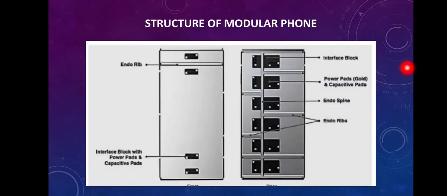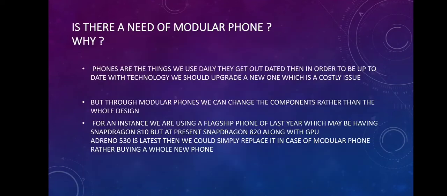This is the assembly structure of modular mobile phones. We can see the interlock block, power pads, capacitive pads, endo spine, endo ribs, and interface block with power pads and capacitive pads. This is the basic structure of modular mobile phones.